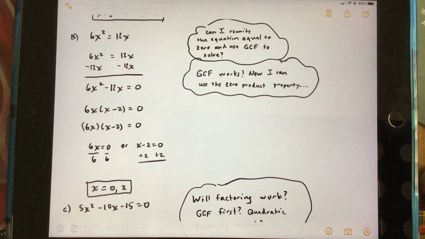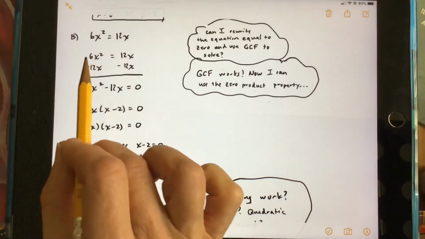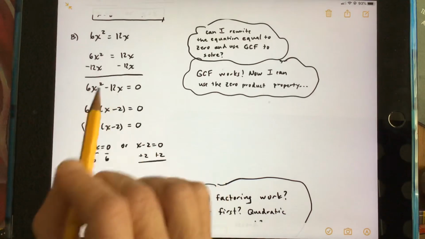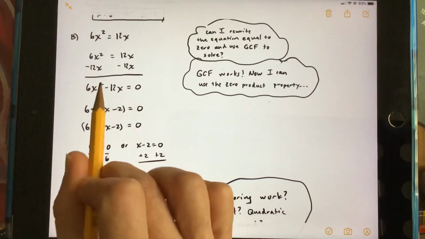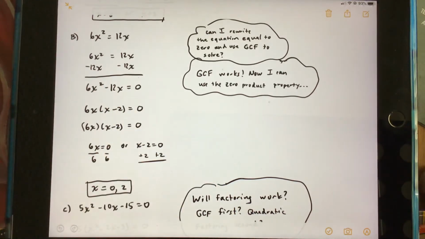Now keep in mind that when you are using factoring as a technique to solve any quadratic equation, you must be equal to 0. You have to be equal to 0 so that once you factor that equation, all of your factors can be set equal to 0, and you can use that zero product property to solve the equation. So that's why on B, since I'm not already equal to 0, I rewrite the equation so I am equal to 0 by subtracting 12x on both sides.